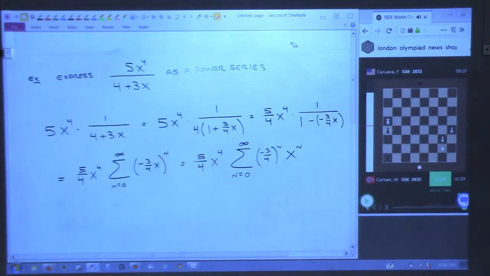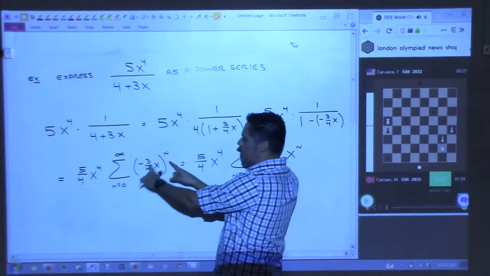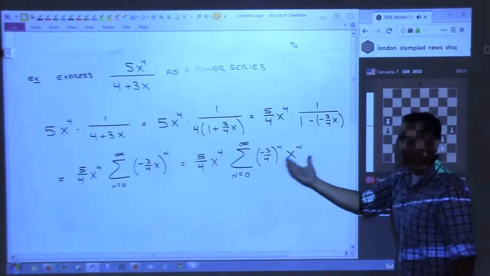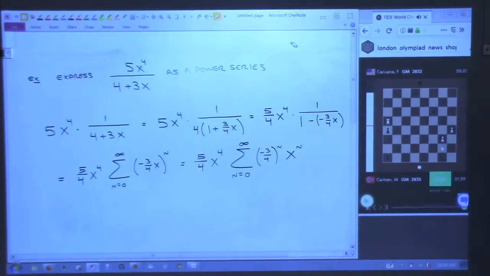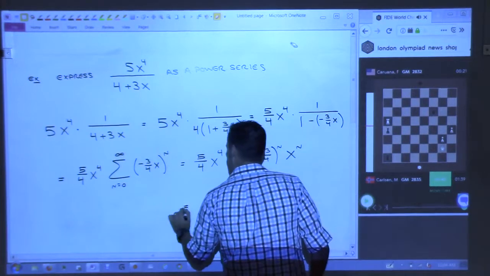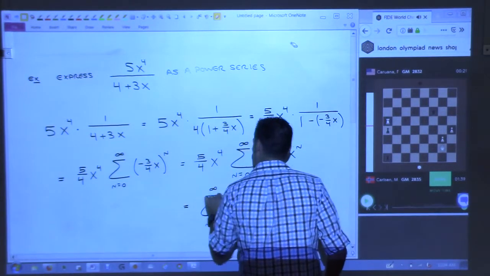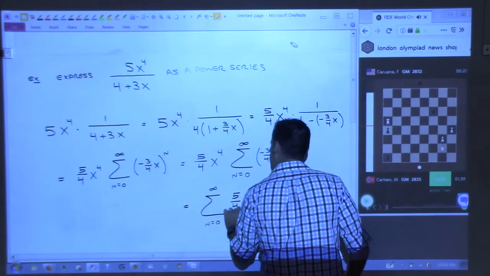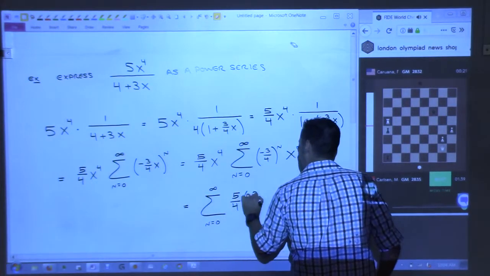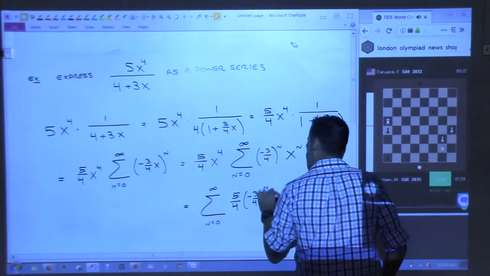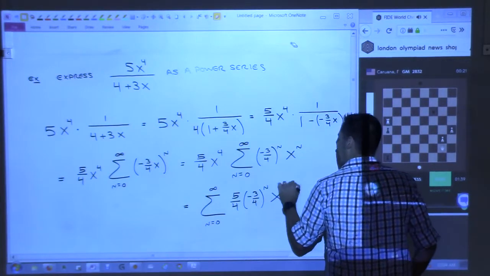Okay, so all I did here was I split this up into 2 pieces, right? Just to make it look like a power series. But now I've got to bring that x to the fourth back in. So watch what happens here. Sum n equals 0 to infinity. 5/4 comes in. Negative 3/4 to the n. And then check this out. X to the n.